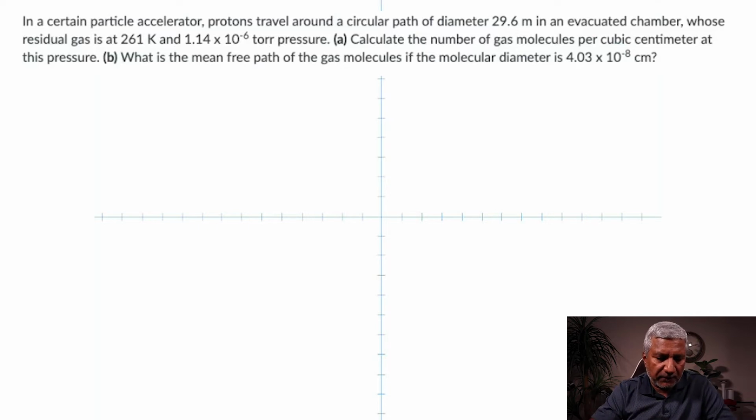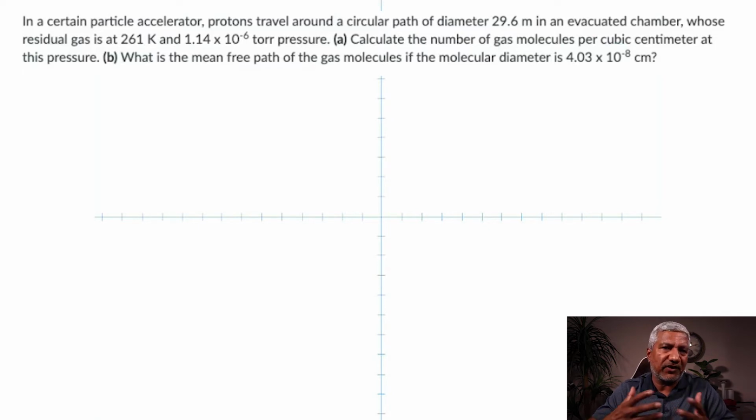In this case, it's protons, and they're traveling around a circular path of diameter 29.6 meter in an evacuated chamber whose residual gas is at 261 Kelvin and 1.14 times 10 to the negative 6 torr pressure. So that's a new unit of pressure. Write down now that one torr is 133 pascals. And it says, calculate the number of gas molecules per cubic centimeter at this pressure. So you're given the diameter.